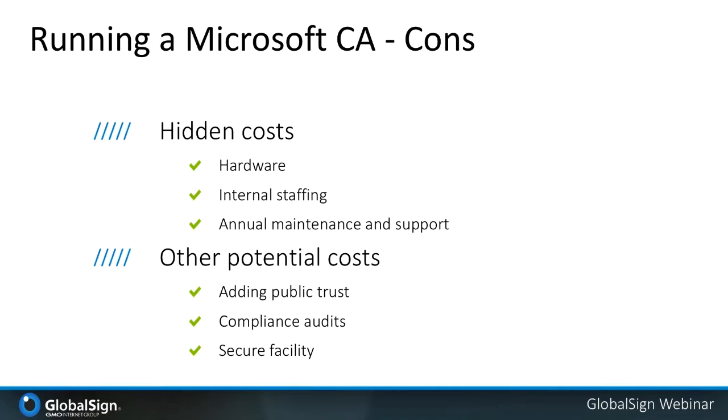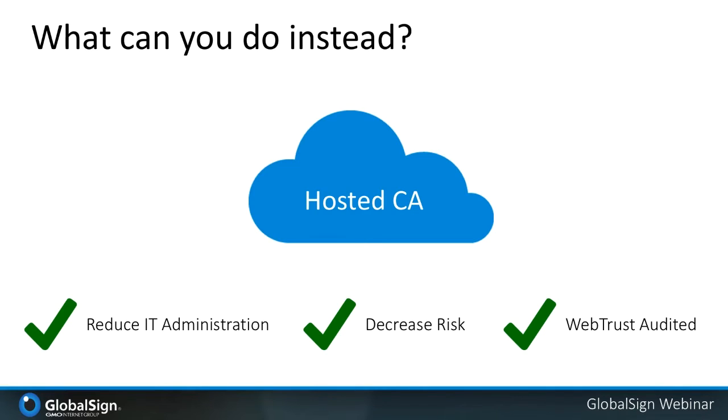For heavily regulated industries, you may also need to consider compliance audits and a secure facility to house your CA operations. You can't just put your root keys on some offline server and consider yourself compliant. So I guess it's clear that running a Microsoft CA has some fantastic automation and certificate management benefits, but it can be complicated to deploy and more expensive than expected.